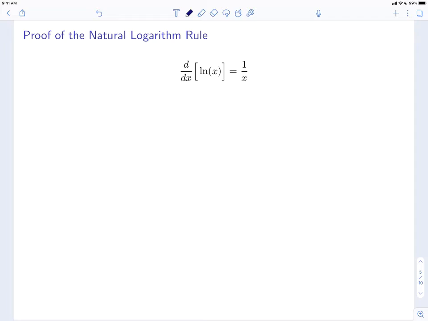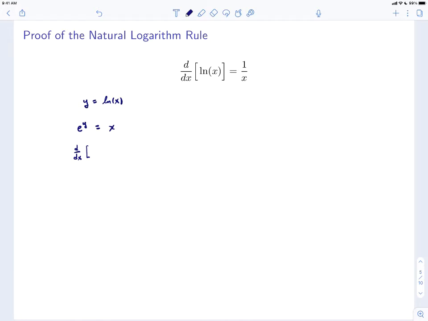We begin by letting y be equal to ln of x. And we want to compute the derivative of this y. We don't know yet the derivative of the natural logarithm of x, but we do know the derivative of its inverse, which is the exponential with base e. So what we're going to do is convert this into an equation about exponentials and then differentiate that using implicit differentiation. So if y is equal to ln of x, that means that e to the y is equal to x. So now we differentiate both sides of this with respect to x.